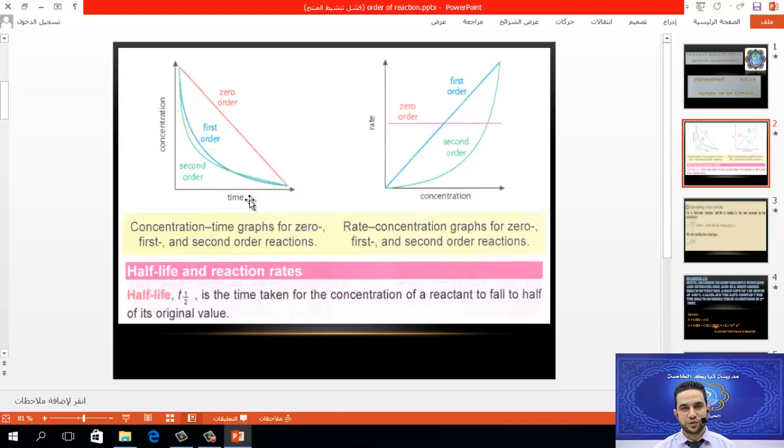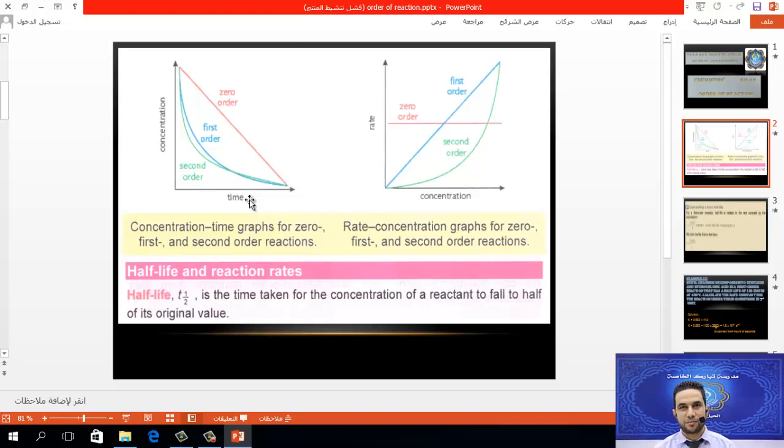And we said from the half-life you can know the order of reaction. If the half-life decreases, it is zero order. If it is a constant value, it is first order. If it increases, it is second order. This is a quick revision of what we took in the last lesson.